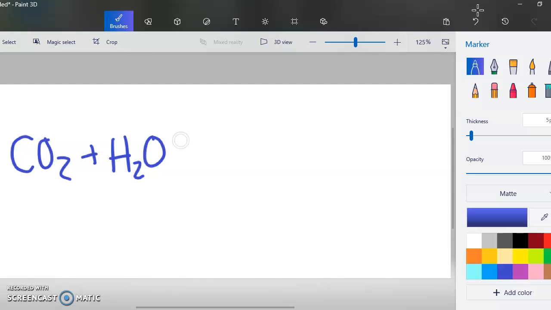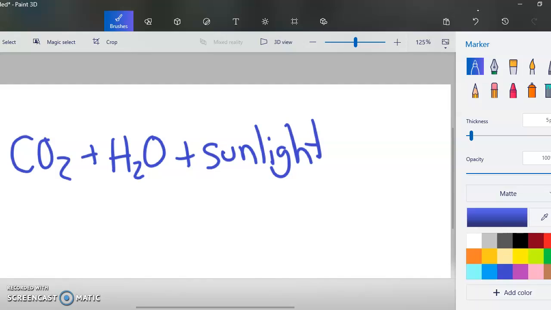So for us, it's a lot easier, I think, to just say it's a part of our equation, right? So we have carbon dioxide plus water and sunlight, and that reacts and makes oxygen and glucose.